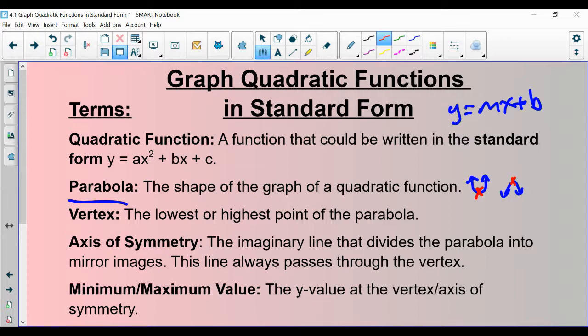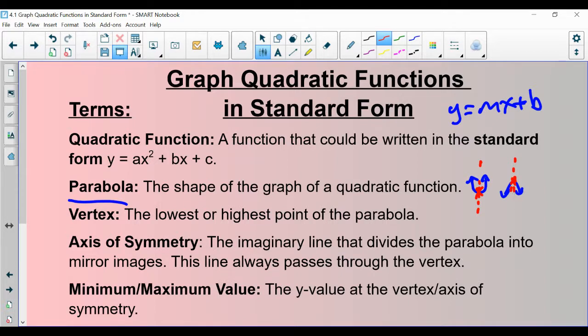All quadratic functions also have something called an axis of symmetry. And this is going to be an imaginary line. When I graph this, I'm often going to graph it with a dotted line that divides our parabola, our U-shaped graph, into mirror images, or a perfect reflection. It's very important to know that this line always passes through the vertex, right? Because the vertex is the highest or lowest point, so the axis of symmetry will pass through it.